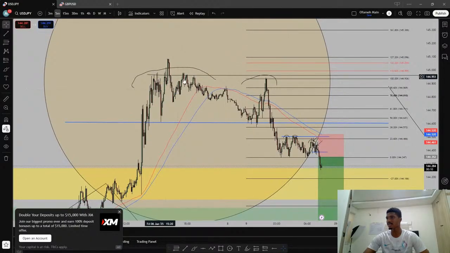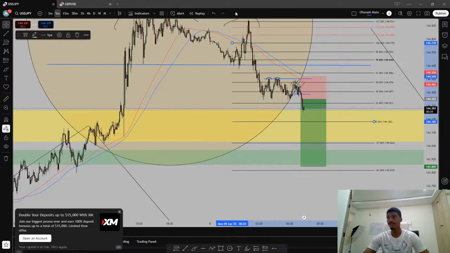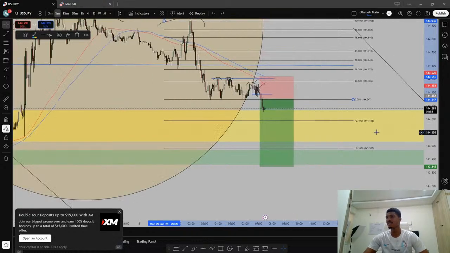And also looking at this area, we're seeing a double top around here, more of a reaction on that 61.8, which our 61.8 was on a 4 hours time frame. So everything is just confluence.